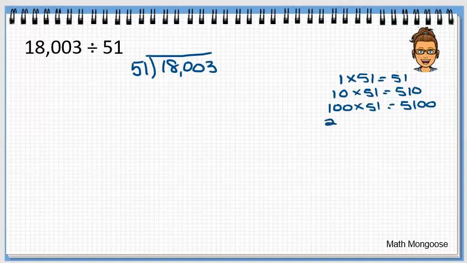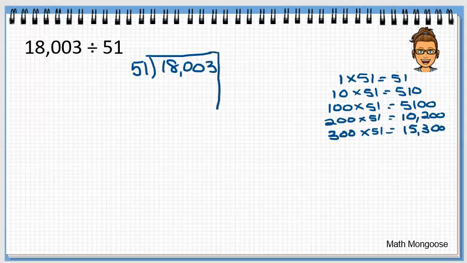What about 200 of 51? If 100 groups of 51 is 5,100, then 200 groups will be twice as many as this. So we're going 10,200. Is that close? Do you think we could get any closer? How about 300 groups? Let's try 300 groups of 51. And we have 100 groups here, and we have 200 groups. So if we add those two together, we should get 300 groups. So 10,000 plus 5,000, that's 15,300. I think that's pretty close.